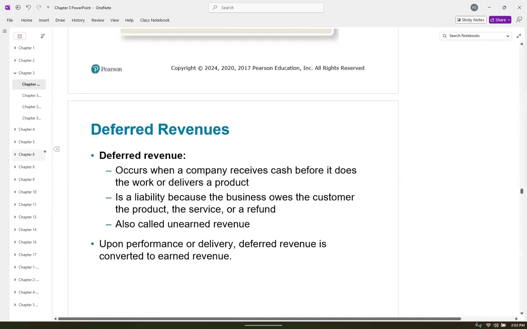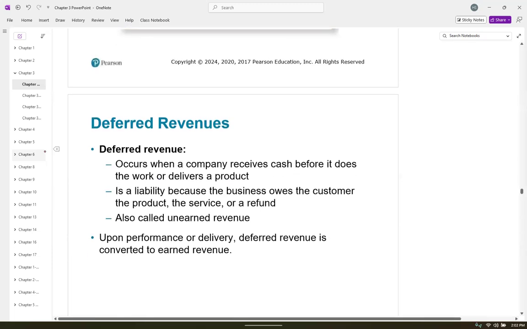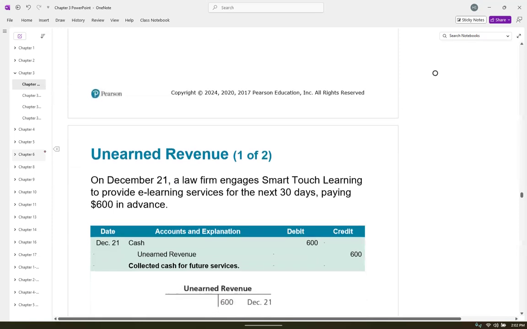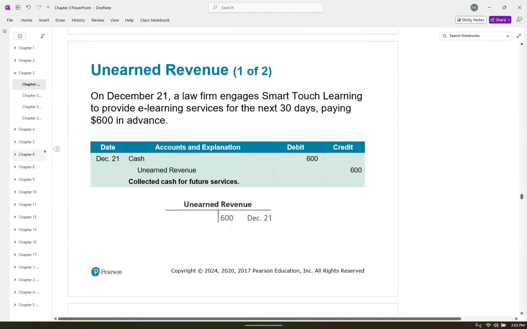All right. Let's talk about deferred revenue. This is when a company receives the cash and they don't deliver the work or the product until after the fact. This is that unearned revenue. So we're almost done with this learning objective, so hang on with me for a few more minutes. December 21, a law firm engages Smart Touch Learning to provide e-learning services for the next 30 days, paying $600 in advance. I think this might be the exact entry we did way up there. Maybe or maybe not.